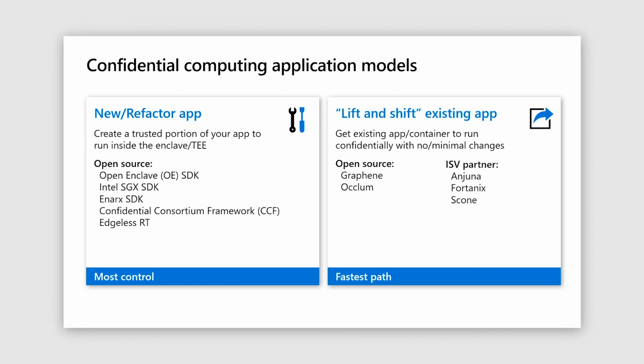The important thing between these two application models is to try to figure out where your trust boundary is. What are you most interested in? Today, we're going to be talking a lot more about the second class of applications, where you can lift and shift your existing applications to the cloud.